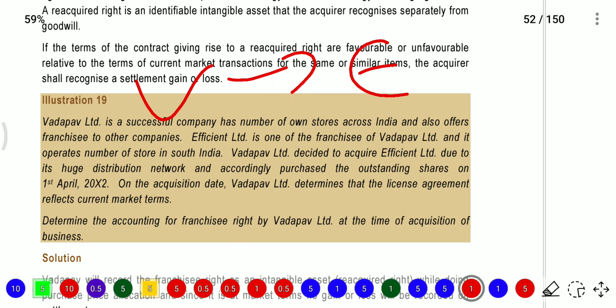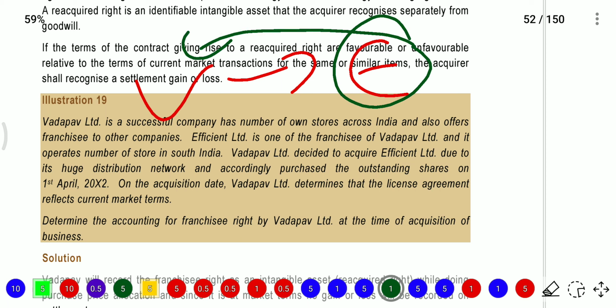Vodpower Limited decided to acquire Efficiency Limited, which is the franchisee. Vodpower wants to acquire Efficiency due to its huge distribution. So this Efficiency has some huge distribution. Because of that huge distribution, Vodpower wants to purchase Efficiency Limited and accordingly purchases the outstanding shares on 1st April 2022, which is the acquisition date.